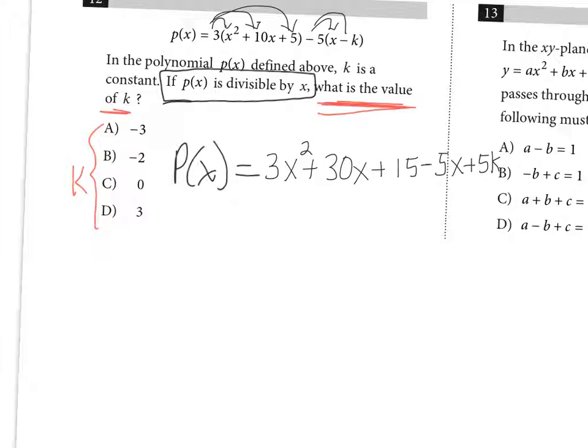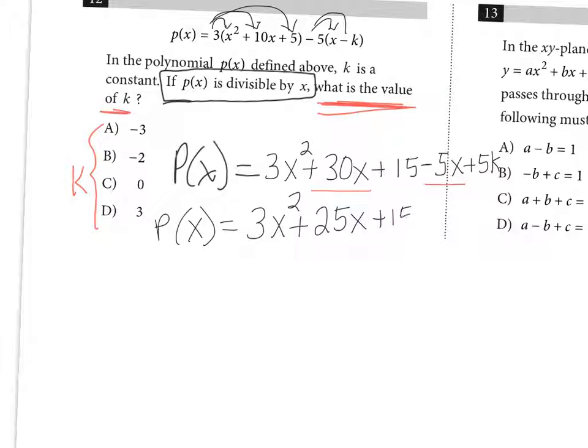And now let me simplify. Can I simplify anything here? Yes. The x's, that's right. So if you combine the x's, 30x and negative 5x, what would that give you? 25? Okay, so p of x, let me just simplify this. 3x squared plus 25x plus 15 plus 5k. And this is the polynomial that I'm going to be using to substitute the k.